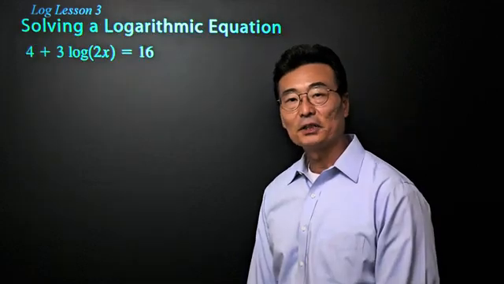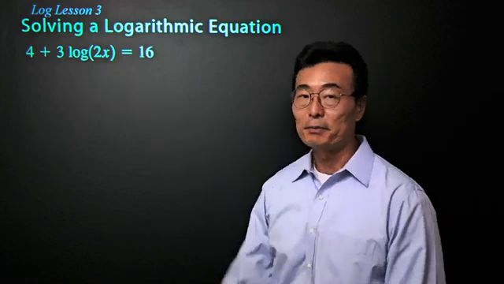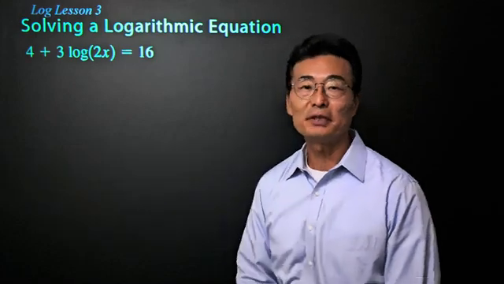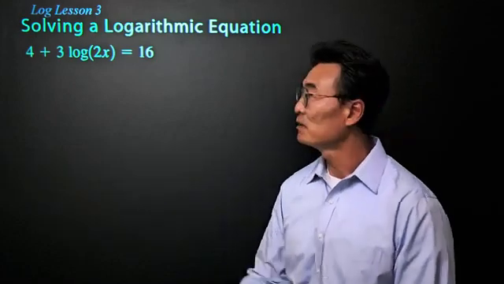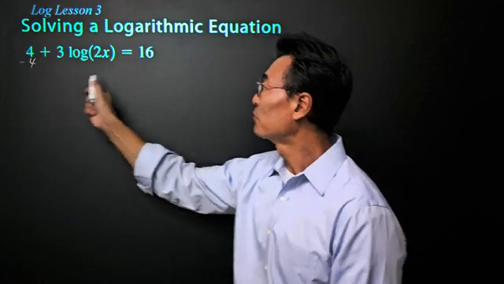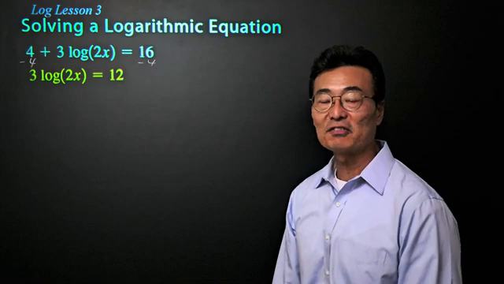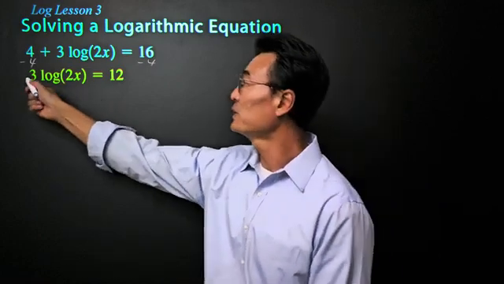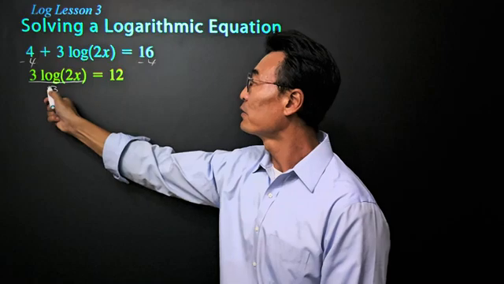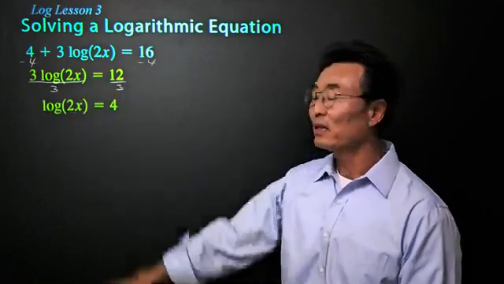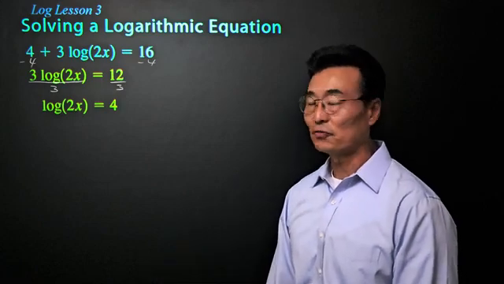This time, instead of an exponential equation, we have a logarithmic equation. To solve for x, we need to get rid of that 4 and also the 3 so that we can have the log by itself. So step 1, subtract 4 from the left and the right side, giving us 3 log 2x equals 12. Next, to get rid of that 3, of course, we're going to divide by 3 on the left and 3 on the right, where we're left with log of 2x equals 4.